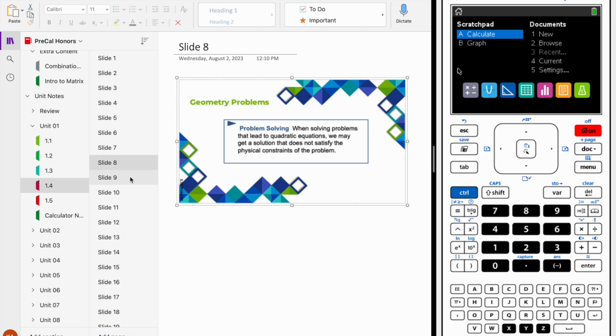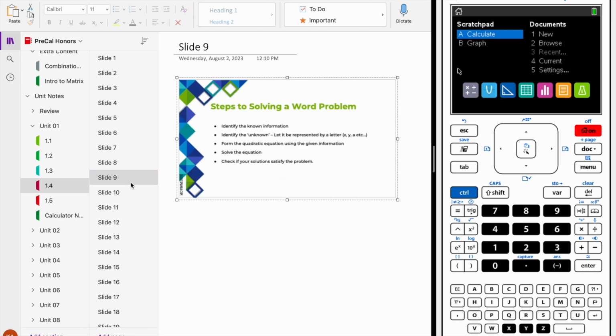Let's take a look at slide 9. It says identify the known information, identify the unknown information. You might need to use variables such as x, y, or z to represent those items. You form your quadratic equation using the given information presented within the problem. You solve that equation, and then you check to make sure that your solutions make sense.